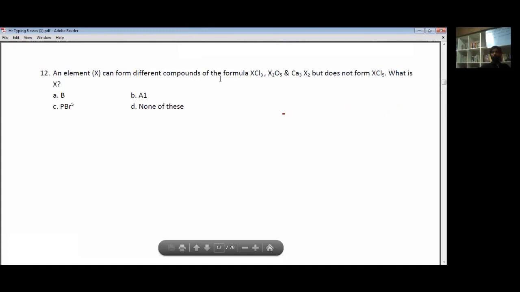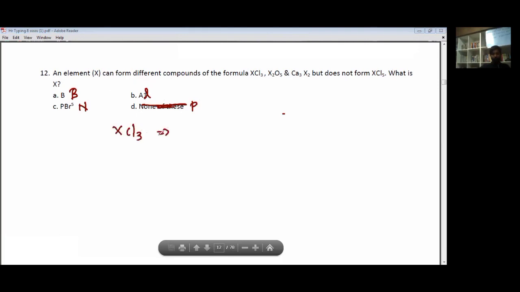An element X can form different formulae: XCl3, X2O5, Ca3X2, but does not form XCl5. What is X? Okay, actually, this is boron, this is aluminum, and this is nitrogen, and this is actually phosphorus. Okay, that's a printing mistake. So let me answer this question.